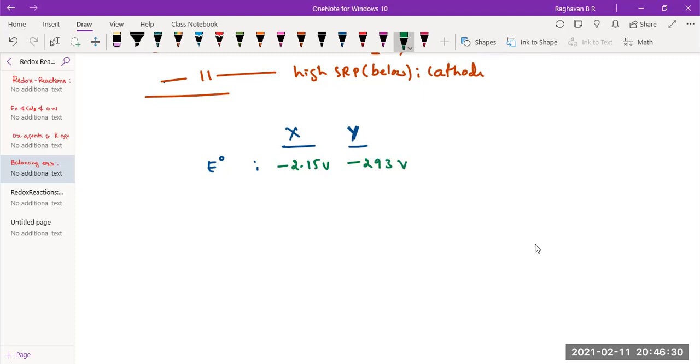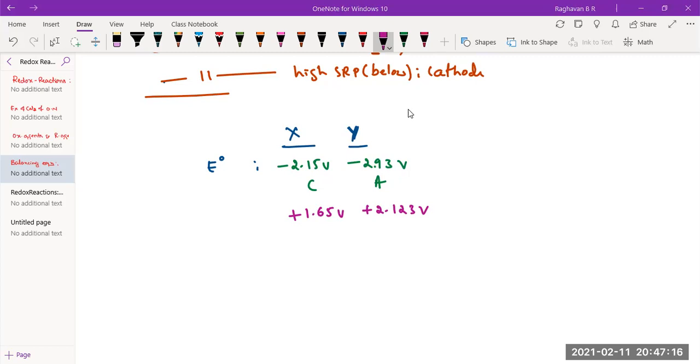Y is anode. More negative means lower value. This is above. Low value is anode, and X is higher value when compared to one another, so this is cathode. Next is plus 1.65 volt, and this is plus 2.123 volt. Which is cathode? Y is cathode.